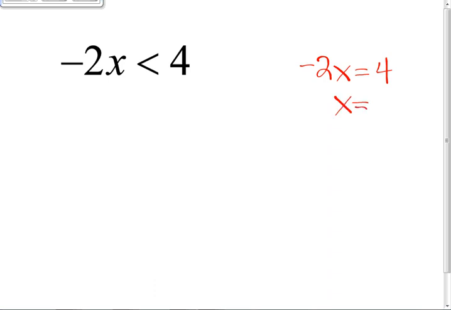Here's what is x equal to. Where's my boundary? Divide by negative 2. What's 4 divided by negative 2? Negative 2. So now I'm going to draw my line. I don't have to do any thinking now.